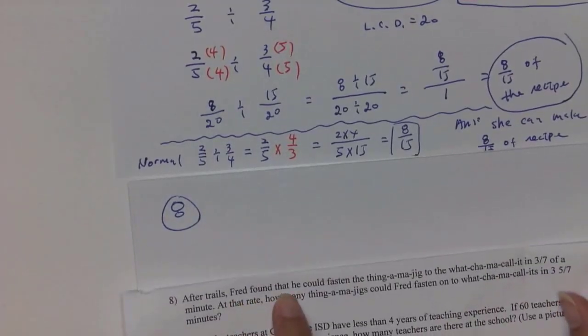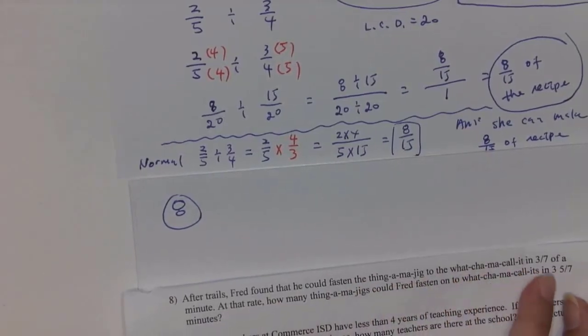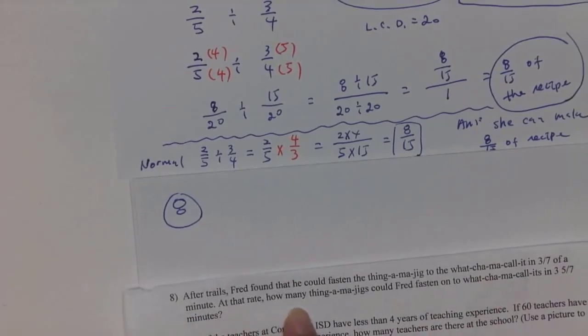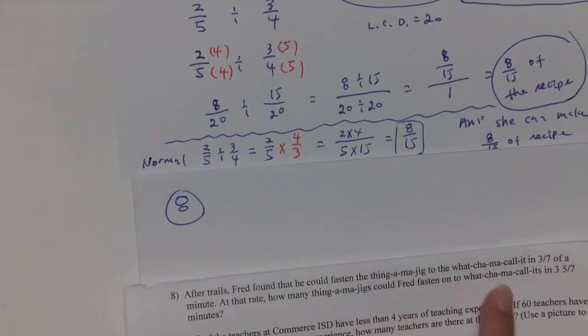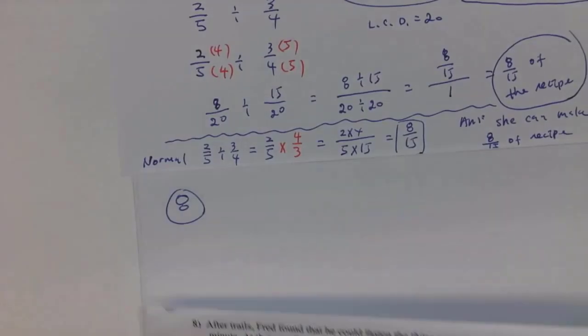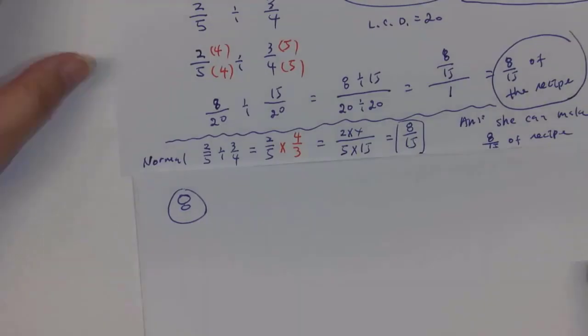Fred found that he could fasten the thingamajig to the whatchamacallit in 3/7 of a minute. How many thingamajigs could Fred fasten onto whatchamacallits in 3 and 5/7 minutes? Okay, so I don't know why they wrote it like that, but let's write down what we know and see if we can figure that out.